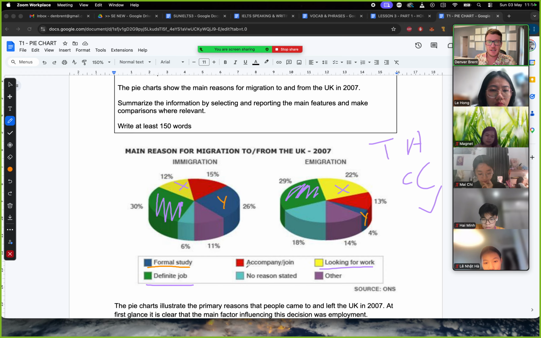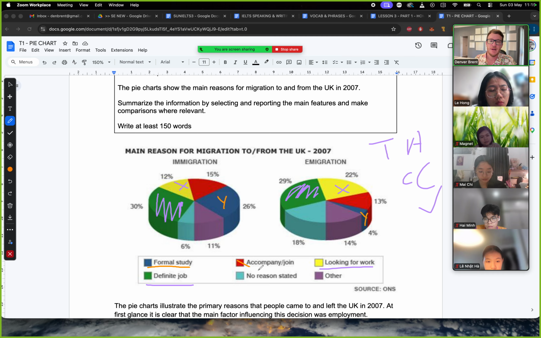Then you can see here, accompany or join. What does that mean? Enclosed. Not quite enclosed. Accompany or join means to join a family member. So you might have someone that's getting a job there and then someone's coming to join them because they have a job. So you could write accompany or join after you write about the work-related reasons.